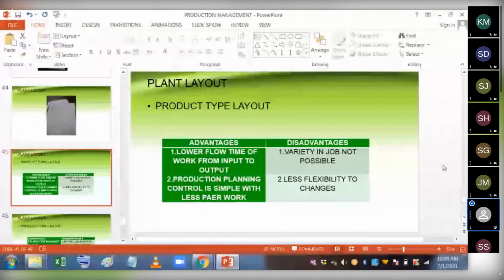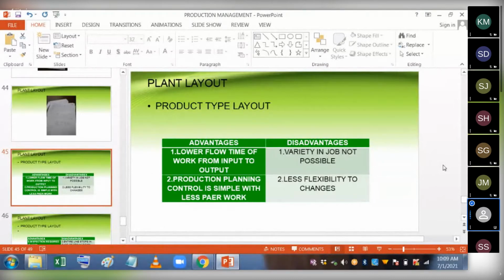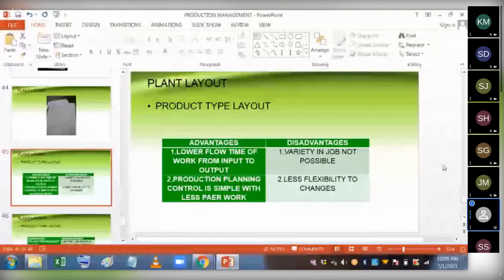So plant layout. For 2-3 lectures we have been discussing this, because it is exceedingly important. I do not know which one is less important, really, your plant location and then plant layout. Now, plant layout, as I explained, is the internal arrangement of the plant.